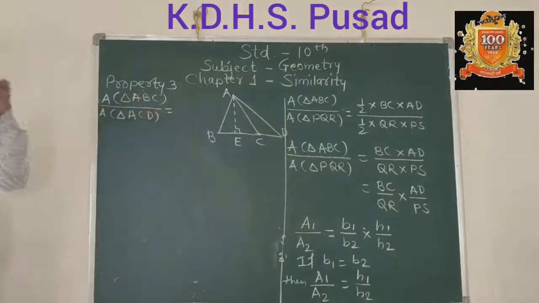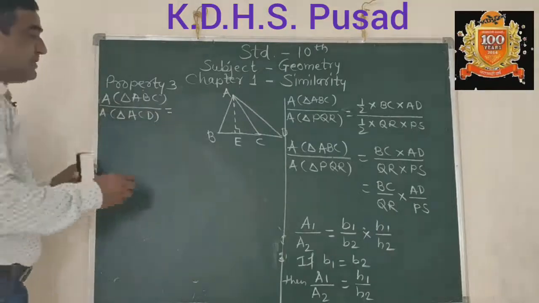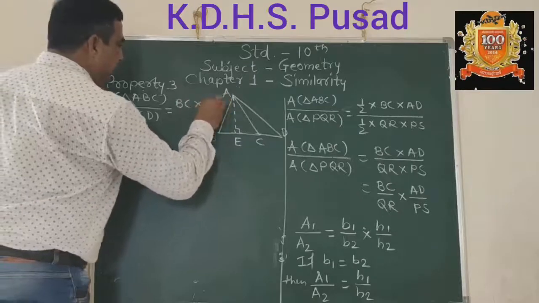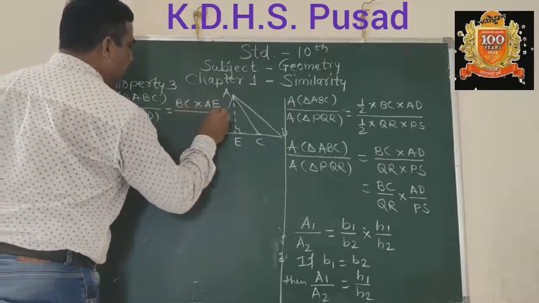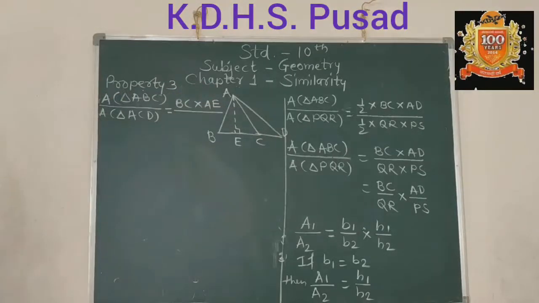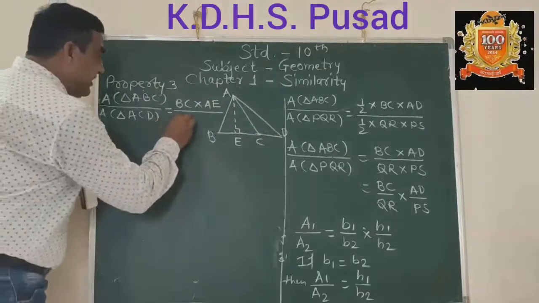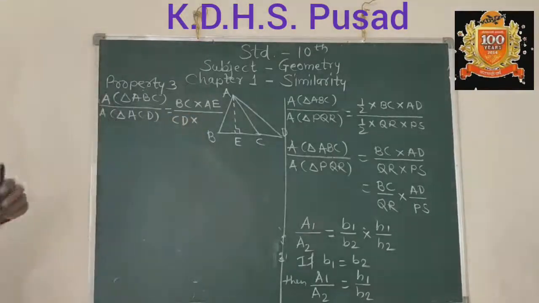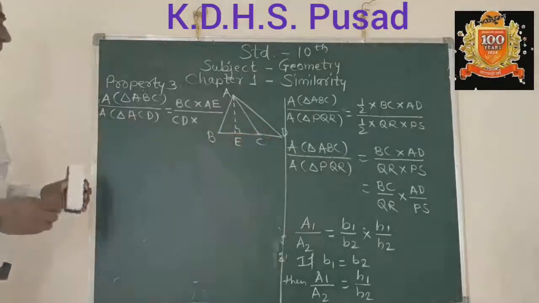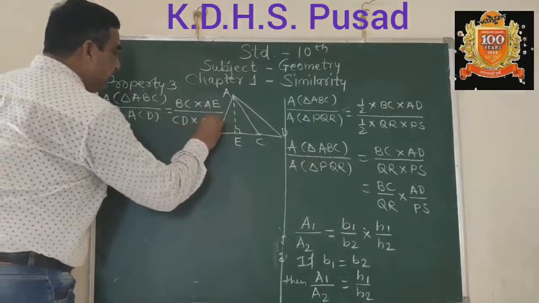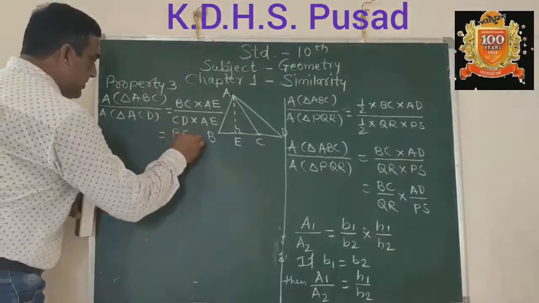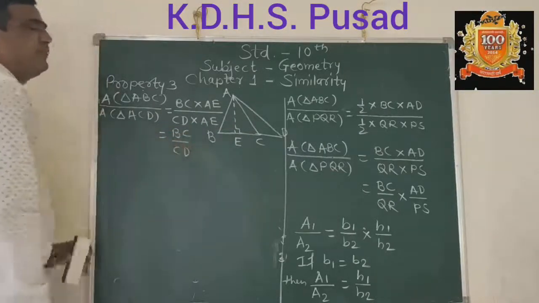Now we check here for triangle ABC. What is the base? BC. And what is the height? AE. No problem. Divided by, for triangle ACD, what is the base now? Base is CD. No problem. But what is the height here? As that is an opposite angle triangle, height is AE for triangle ACD. So again AE. So AE gets cancelled, so there remains BC by CD.